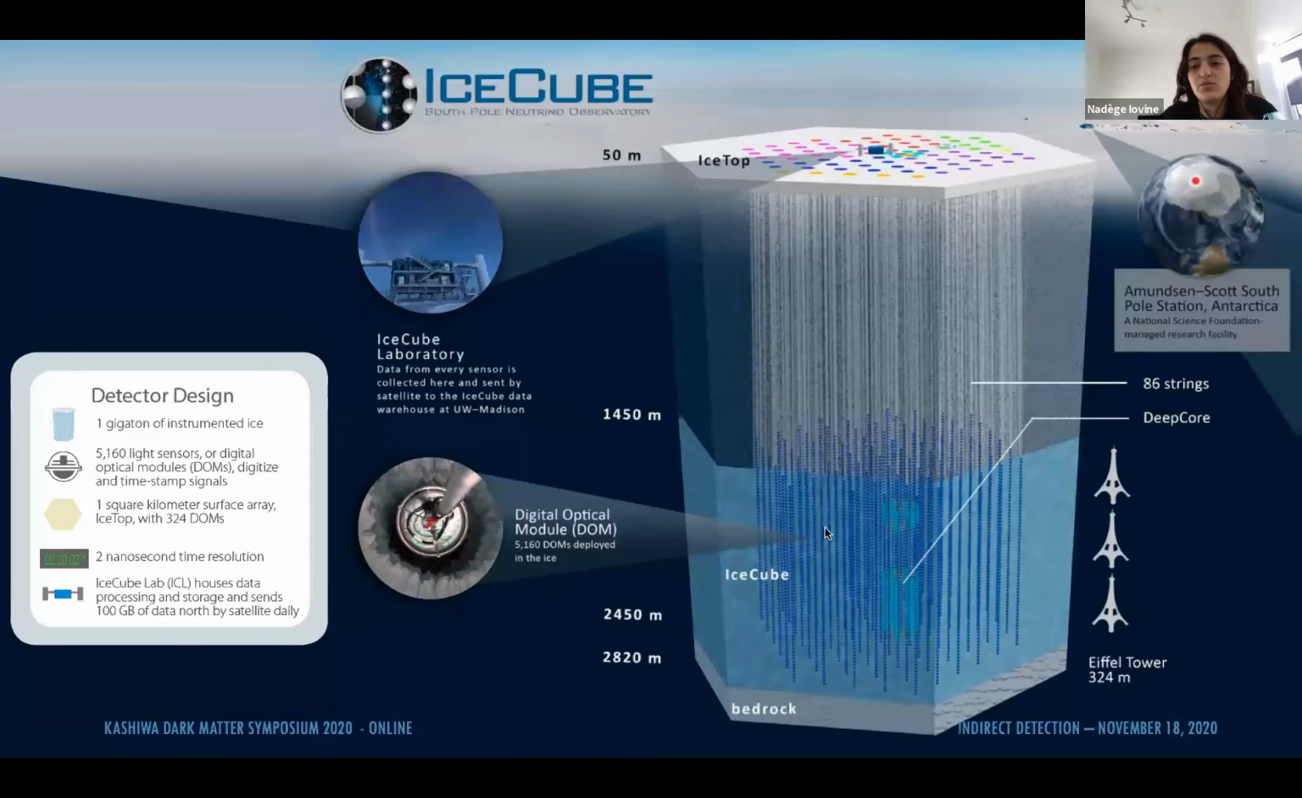So in order to observe these neutrinos, we need a detector, and in our case, this would be IceCube, which is a cubic kilometer neutrino telescope located at the South Pole. And it is made of over 5,000 photosensors, which are located on 86 strings, which are buried in the Antarctic ice. And a denser subdetector is located at the center of IceCube and is known as DeepCore.